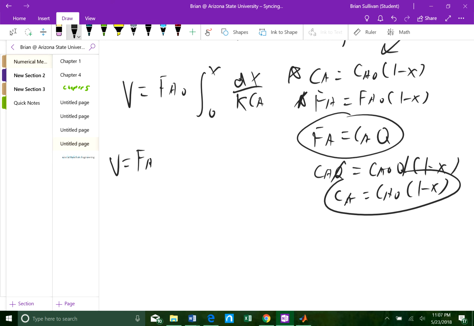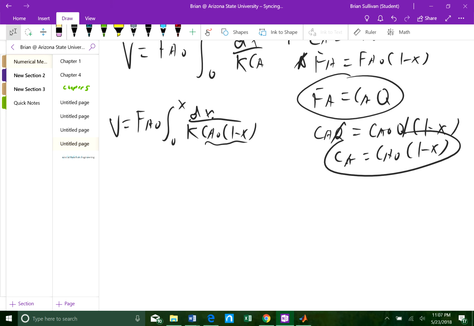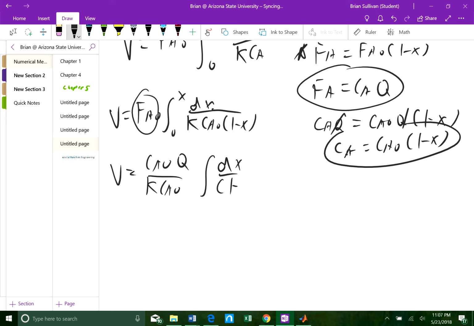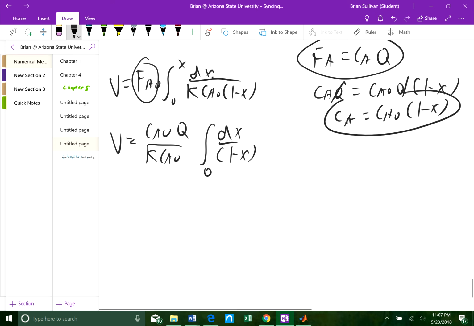V is equal to FAO integral of dx over k CAO times 1 minus X. This equation, this little bit you'll get used to doing a lot. Let me erase that. It looks like a division sign. Okay, let's finish up the integral. CAO times Q, that's the replacement for this guy. k CAO, pulling them out of the integral because they're constant, is equal to this. Okay, now that's from 0 to X. Now V is equal to Q over k, integral from 0 to X, dx over 1 minus X.